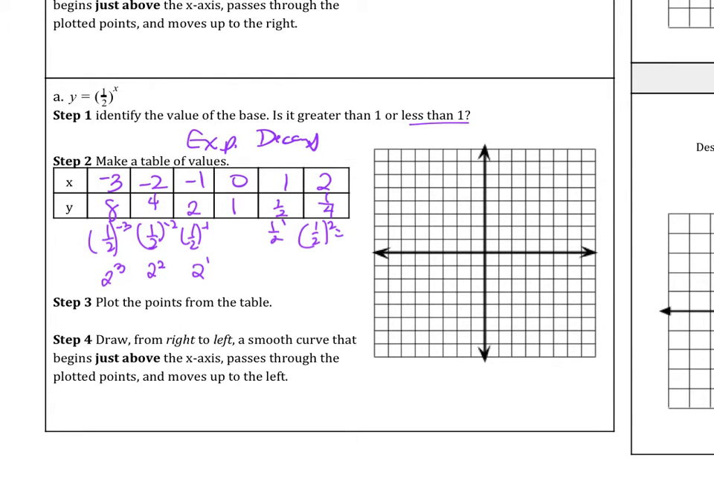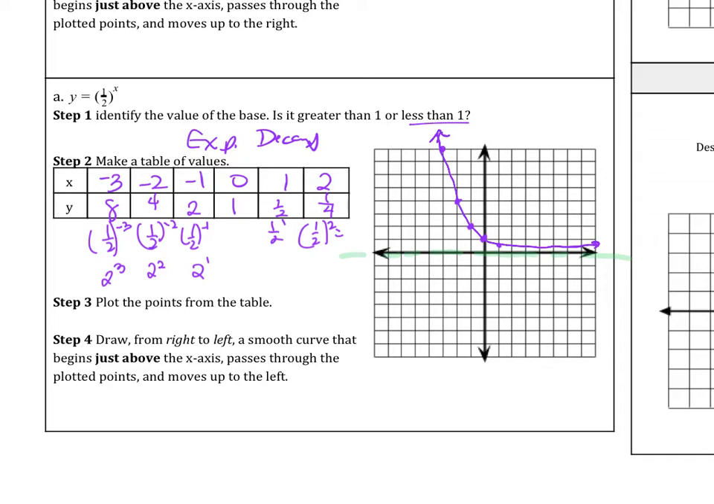So let's draw our asymptote. And then let's plot our points. So always at 0, 1. And then at 1, we're at 1/2, so it's whatever the base is. Then on the left, at -1, we're at 2. At -2, we're at 4. At -3, we're at 8. And then draw the smooth curve all the way through.